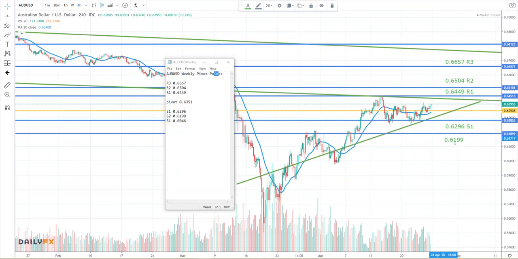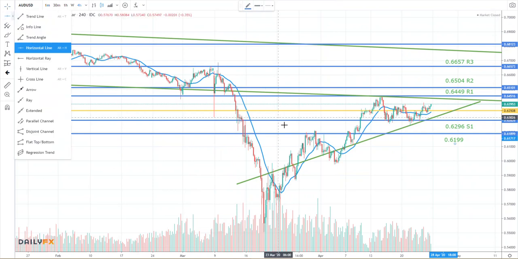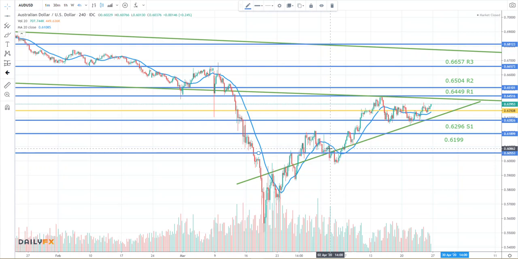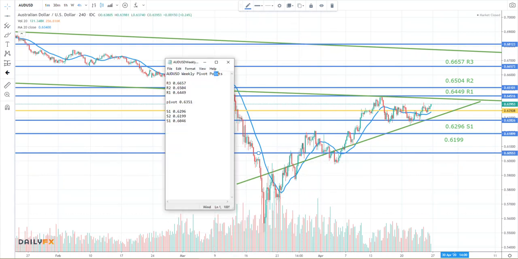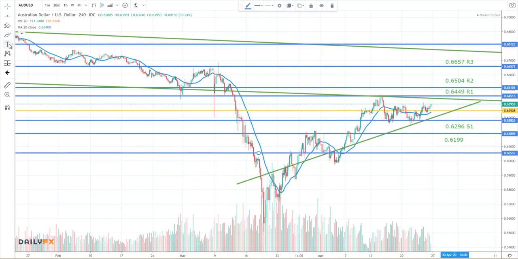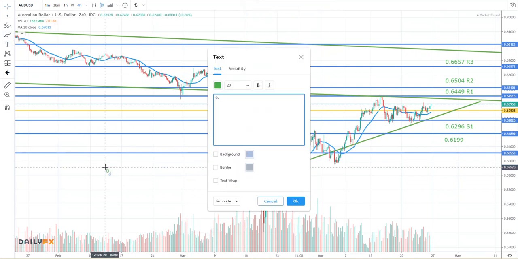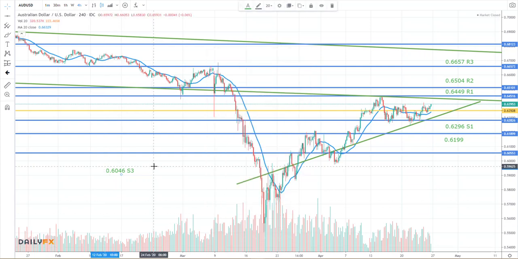And finally, S3, 60.46. So if price were to break below that, it could travel all the way back down here to recent lows from April. So let's see, 60.46, and that's our S3. Okay.